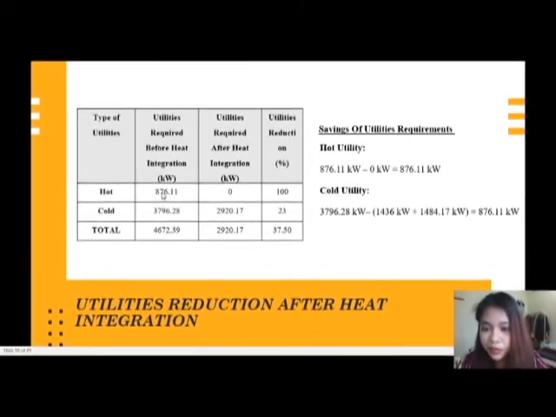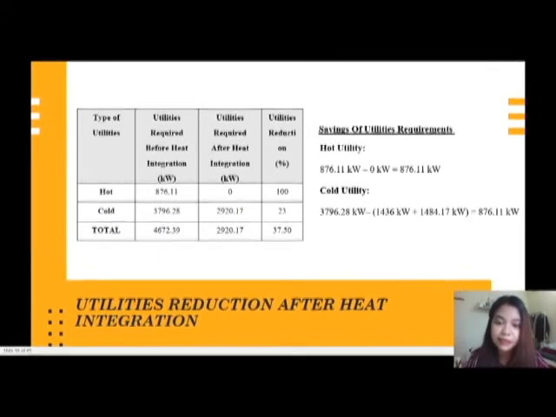Next, for the cold utilities, before heat integration, we need 3,796.28 kilowatt. After heat integration, we managed to reduce it to 2,920.17 kilowatt, and the utilities reduction for cold utilities is 23%. This is also an improvement, and it's also good for the process. Overall, we managed to get a utilities reduction of 37.5%. The savings for hot utilities is 876.11 kilowatt. On the other hand, for the cold utilities it is 876.11 kilowatt as well.